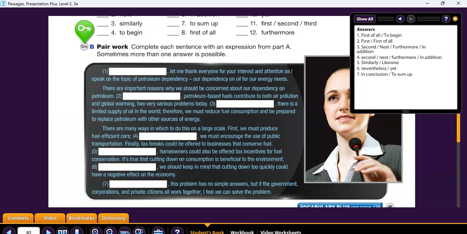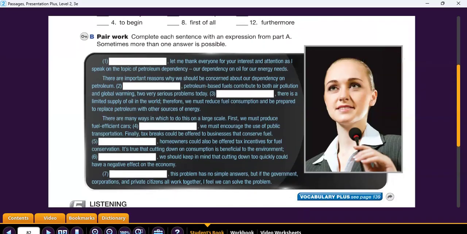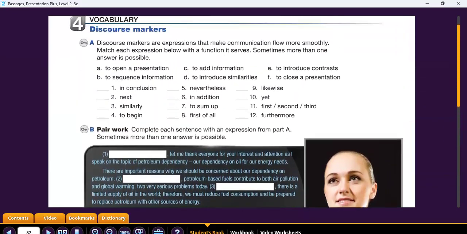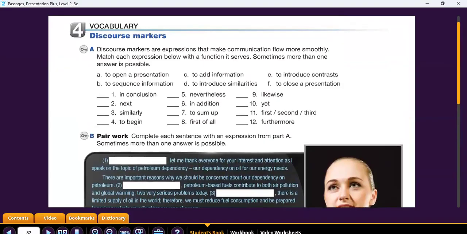if the government, corporations, and private citizens all work together, I feel we can solve the problem." Exactly. So these are the different words that we can use when we speak.